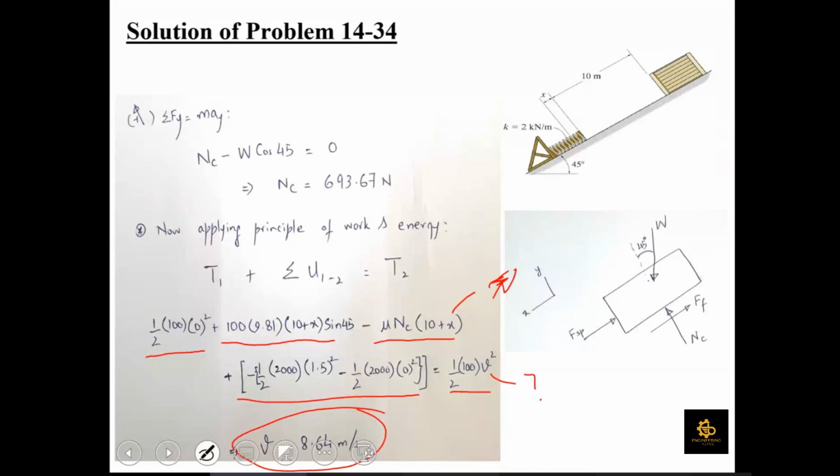Yes, sir. Okay, now let me change the question a little bit. मैं आपसे कहता हूँ कि instead of finding the final velocity which is being asked in 14-34, you need to determine the maximum compression that can occur in this spring in order to stop this block. How you are going to determine the maximum compression in this spring in order to stop this block?